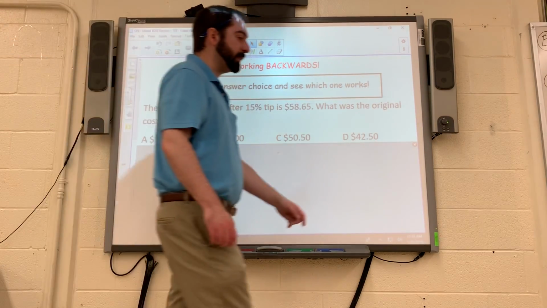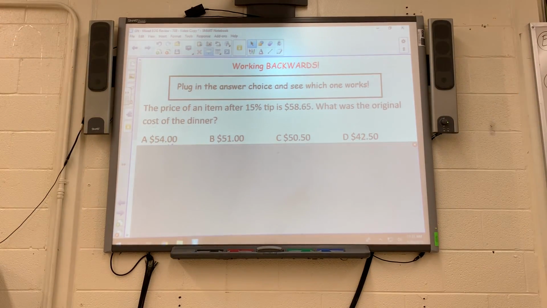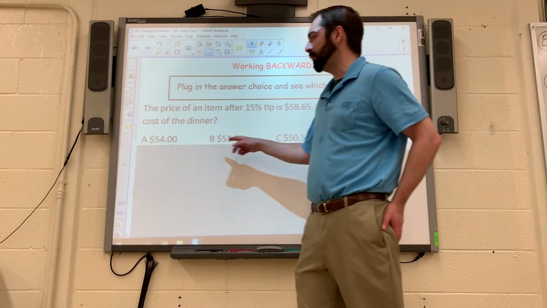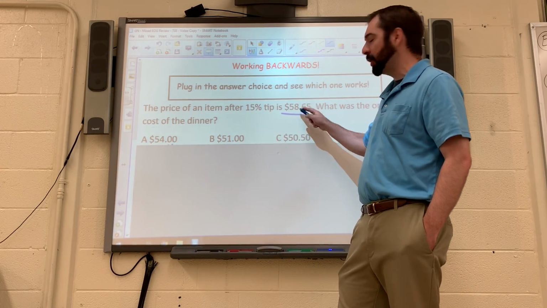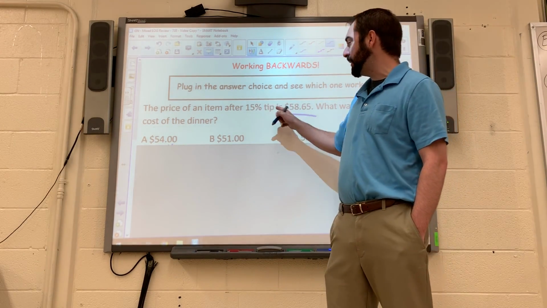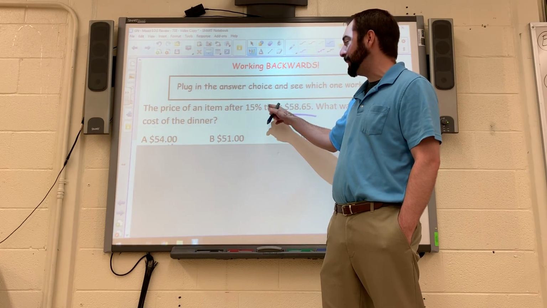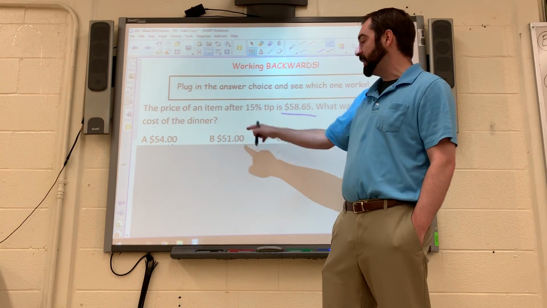All right, from there, working backwards, last thing we're going to cover today: the price of an item after the 15% tip is $58.65. What was the original cost of the dinner? We have a couple of answer choices. They all could represent what the original cost was. So I know that this is the final price or the total price they paid. And I know the original cost was less than that because they added 15% of the original.